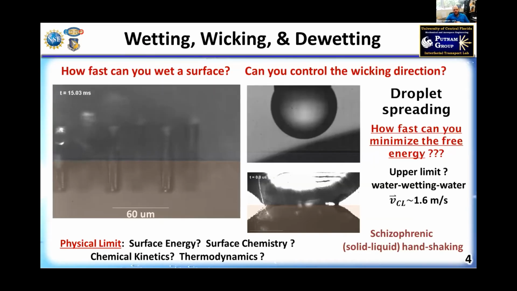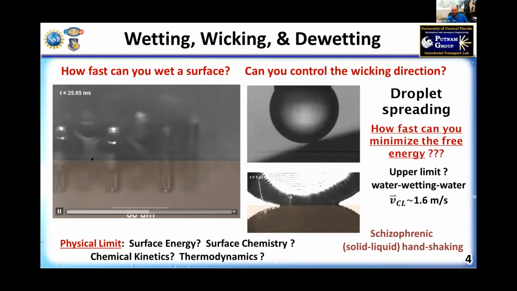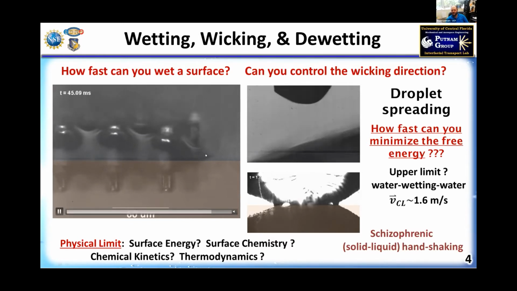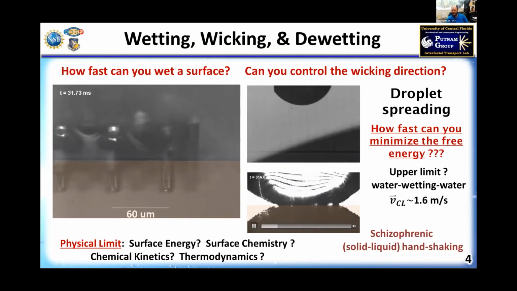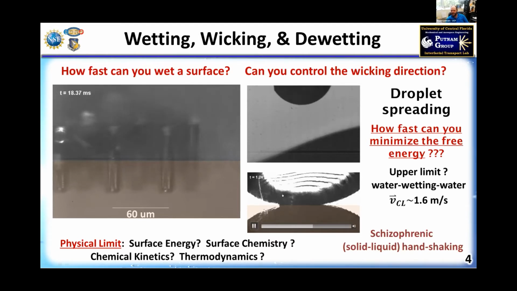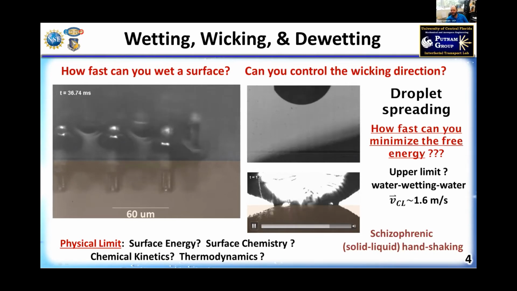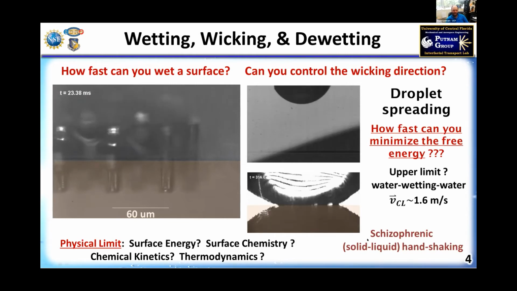So in terms of wetting, wicking, and dewetting, I'll just pose this question. How fast can you wet a surface? What are the fundamental limits? And if you know that, can you control the direction of wetting? Here's an example where you put pillars on a surface and it wets this way. And here's an example where we just put water on water. And here's a water droplet, and keep in mind the shaded regions are mirror reflections. This is on a really hot surface, so the water really doesn't wet. It just sits on top and does what I call schizophrenic solid liquid handshaking.